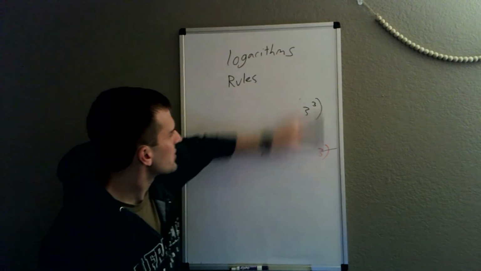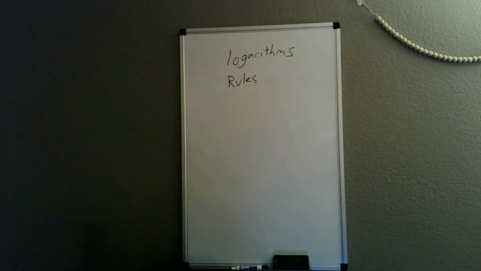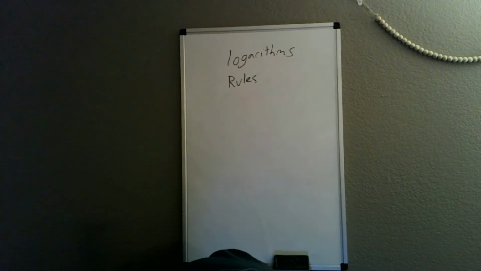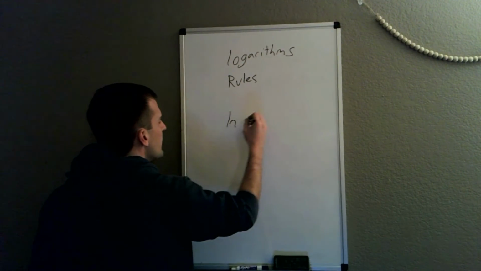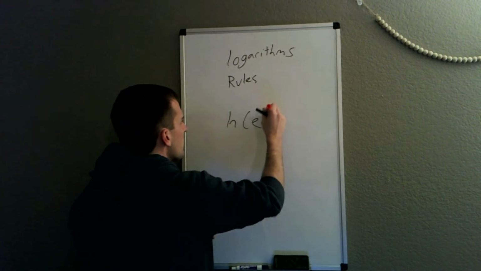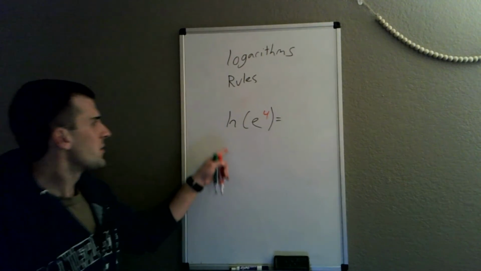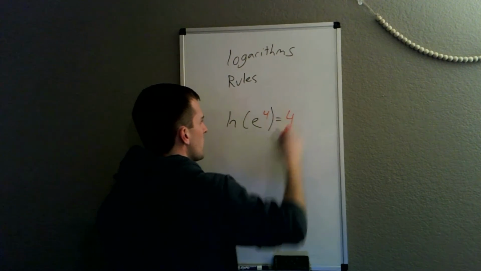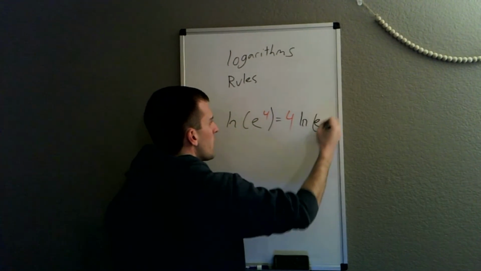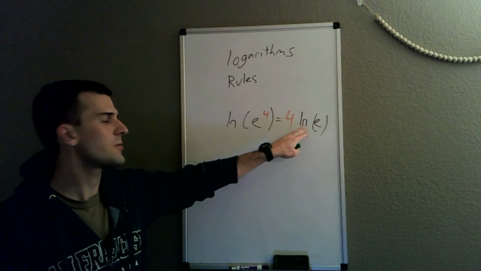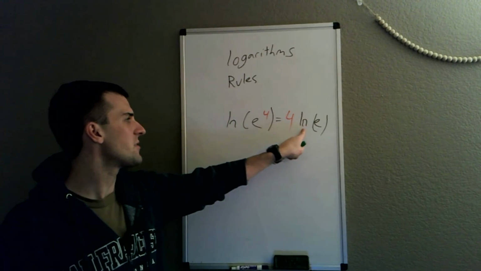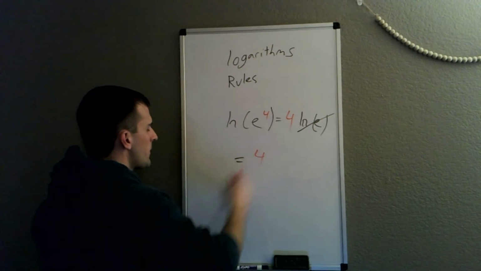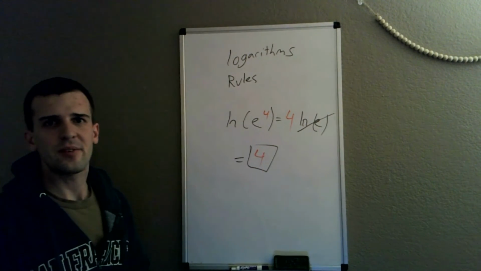Alright, the second example is log base 10 of 100, which we already did, so I'm not going to do that again. The third example is natural log of e to the 4th. This one's pretty simple. We have an exponent, so we'll just move it out to the front. We'll get 4 natural log of e. And like we learned previously, natural log is the same thing as log base e. So the base is the same as what's on the inside. This again cancels out, and we're left with just 4. And that's our answer.